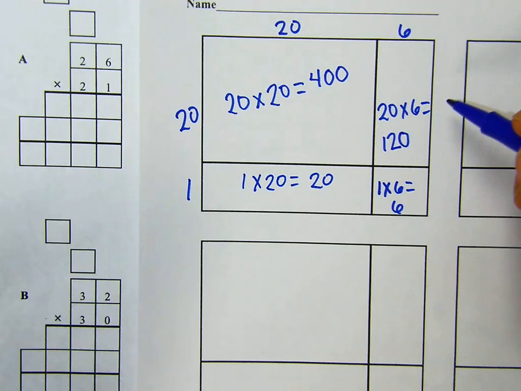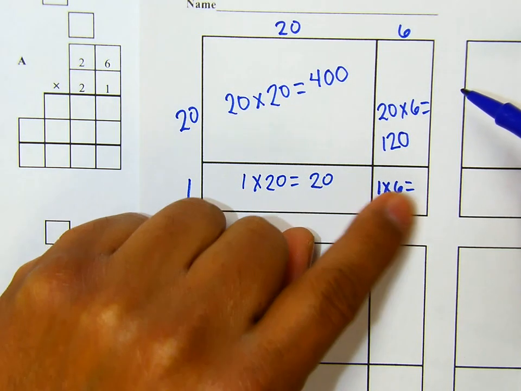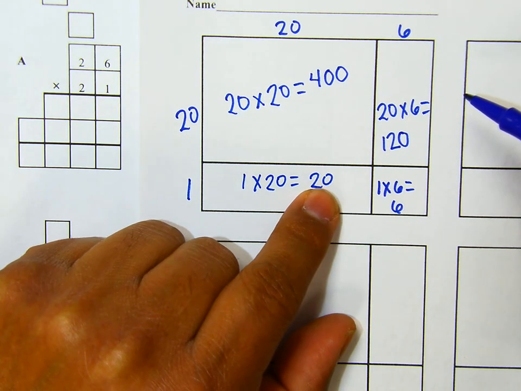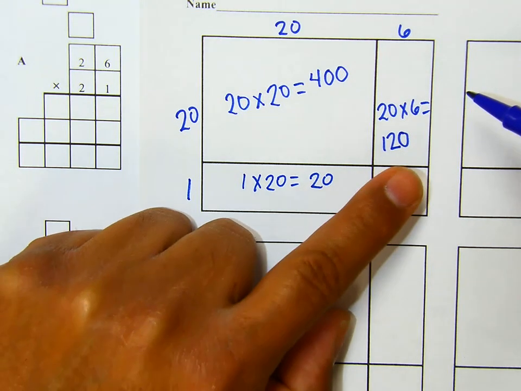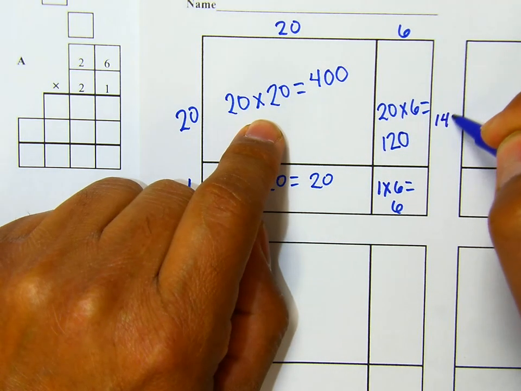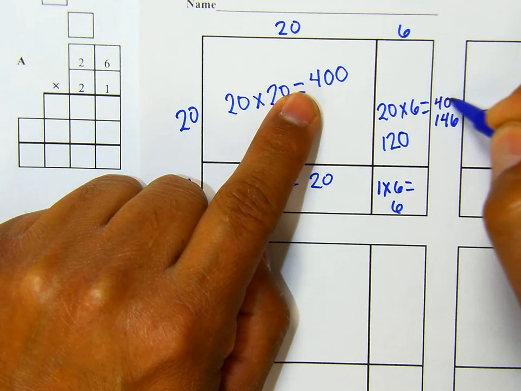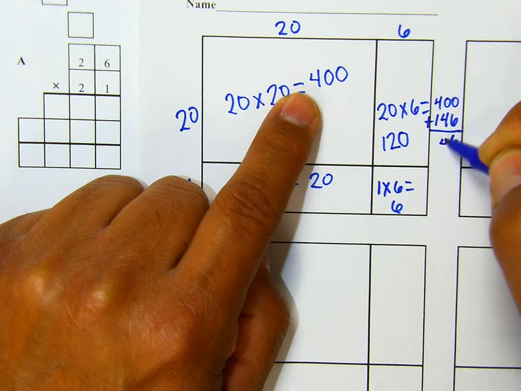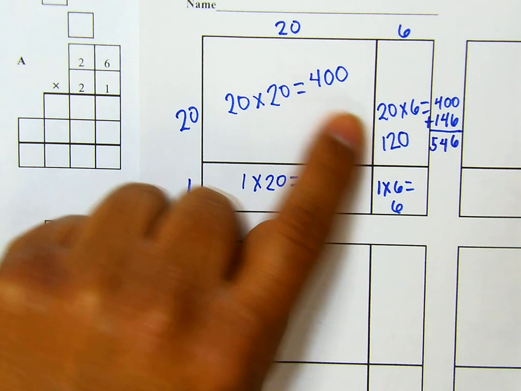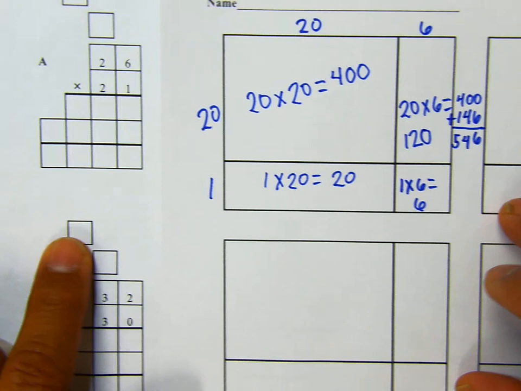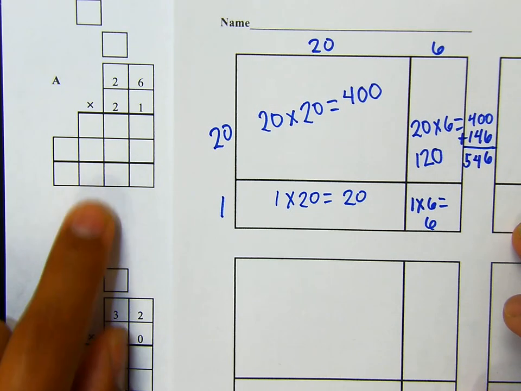So now we add all our partial products. We can do some of this mental math. 6 plus 20, that's 26, plus 120, that's 146. So we have 146 plus 400. These are 6 plus 0 is 6, 0 plus 4 is 4, and 4 plus 1 is 5. So our answer is 546. So now we can use the standard algorithm.